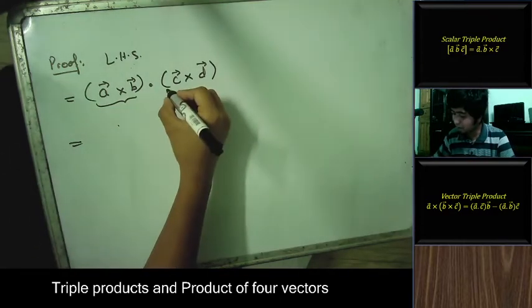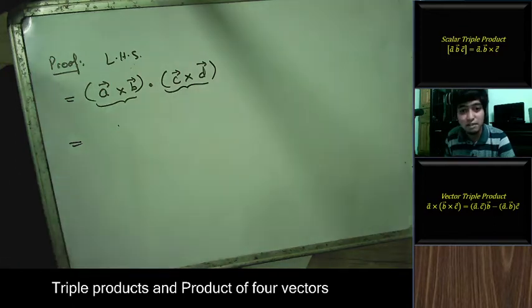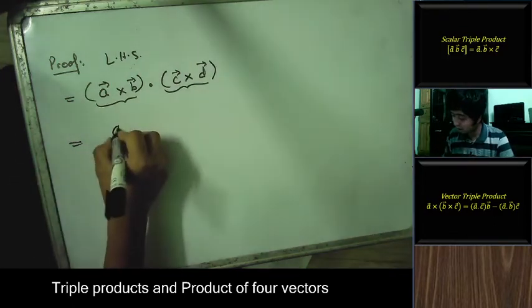Or maybe we can even replace C cross D with another vector. It will still work out. Okay, so let's see.